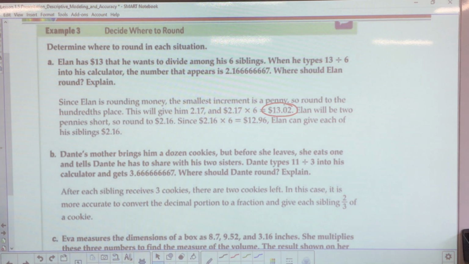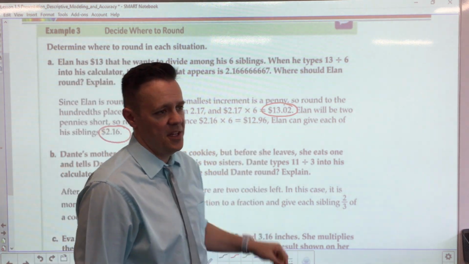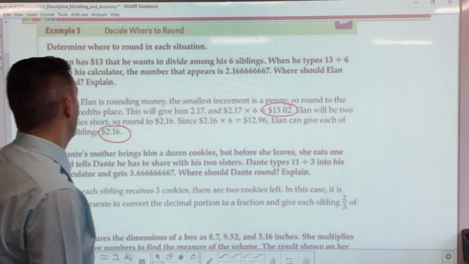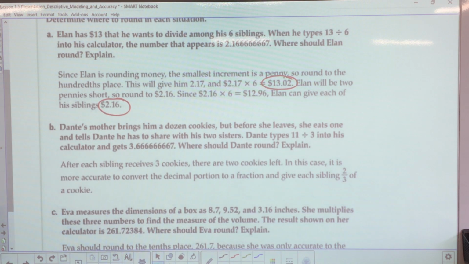So what's going to happen is somebody's going to get 2 pennies short, or you just cut it off, you give everybody $2.16, and then he has 4 cents left over, okay?